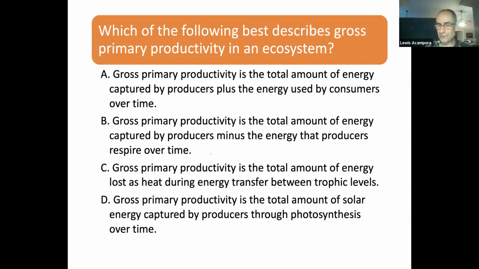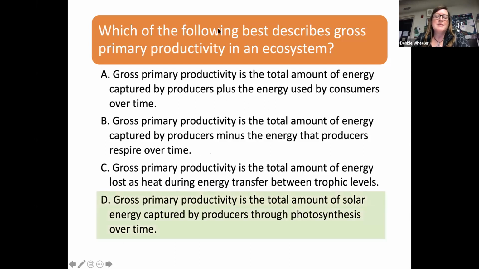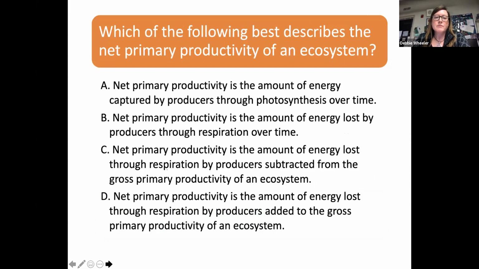3, 2, 1. All right, so it looks like we have most people choosing D, just barely. D is the best answer. Gross primary productivity is the total amount of solar energy captured by producers through photosynthesis over time. B would be a better answer if we were looking for net primary productivity, because that's the amount of energy captured by producers minus what they respire.